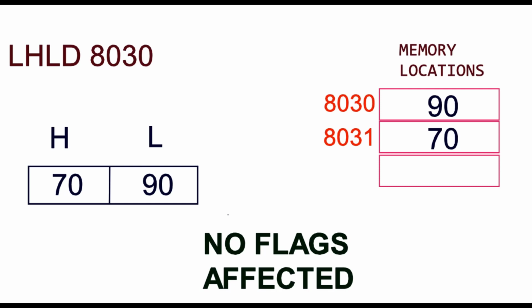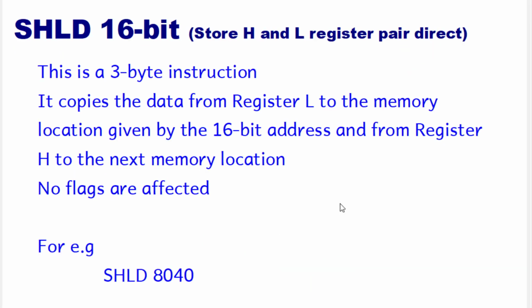Now let us see the SHLD instruction. Next is SHLD 16-bit. It means store H and L register pair direct. This instruction is a 3-byte instruction. It copies the data from register L to the memory location given by the 16-bit address, and from register H to the next memory location. And no flags are affected.